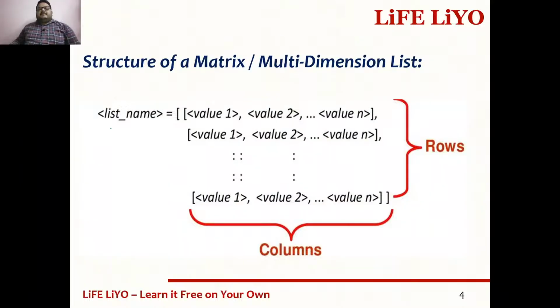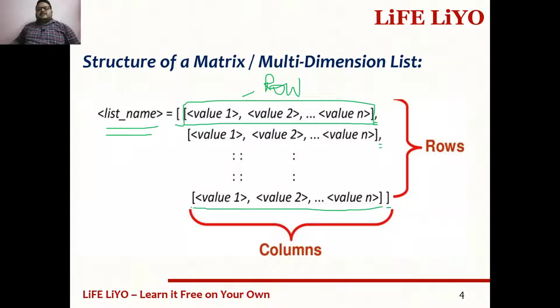This is the structure. This is a list name. So a list has been started where each and every sublist is a row. A sublist is nothing but a row, and the sublists are separated by commas until the ending sublist comes into the picture. Now the elements in the rows are called columns. This is column 1, this is column 2. So these are the columns. The sublists are called rows.